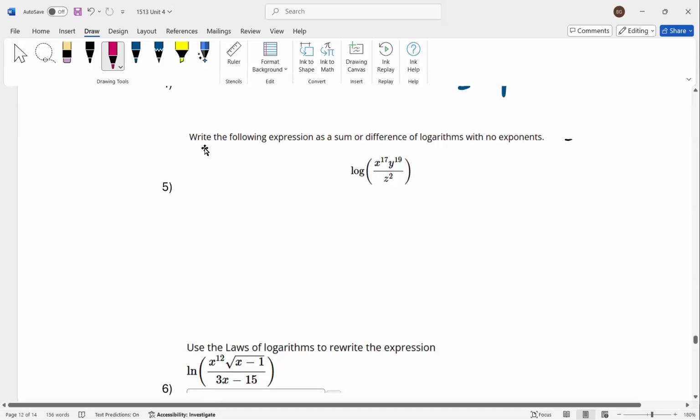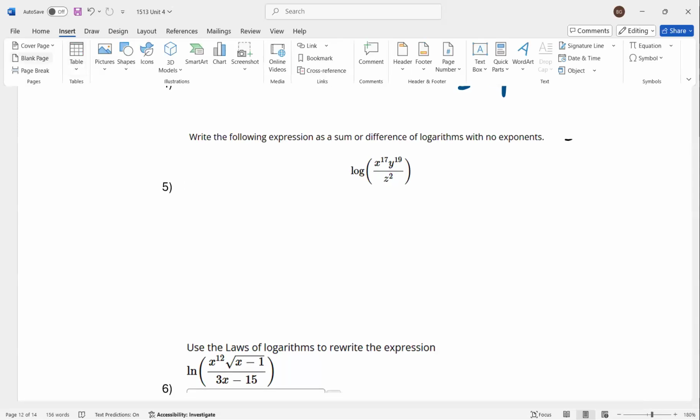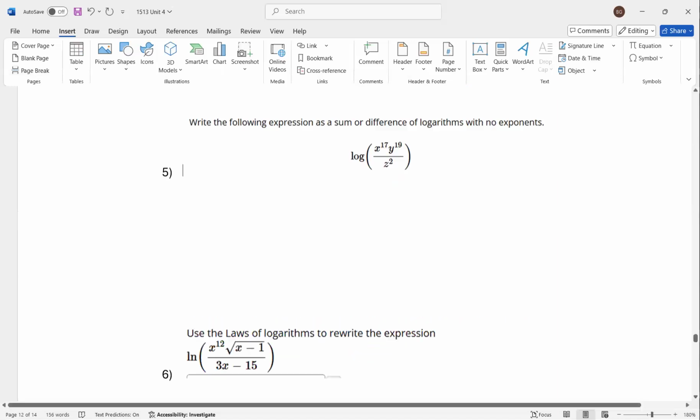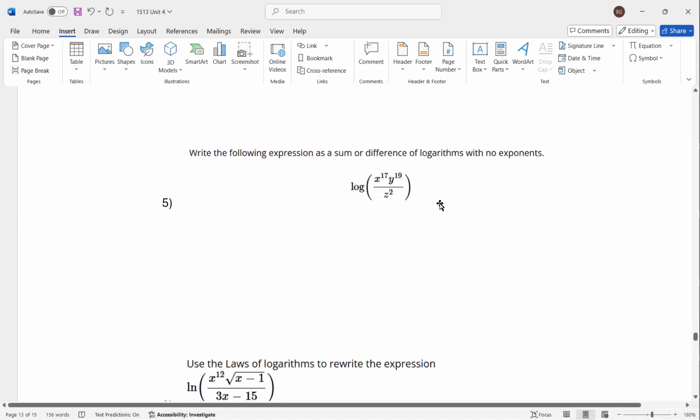Next problem is about expanding and condensing. Okay, this one, we are given a single log. Base is 10. We don't see it, which means the default is 10, a common log. The argument is very complicated, right? In the parentheses, the whole thing, that's the argument. You know, pretty crowded, very busy.